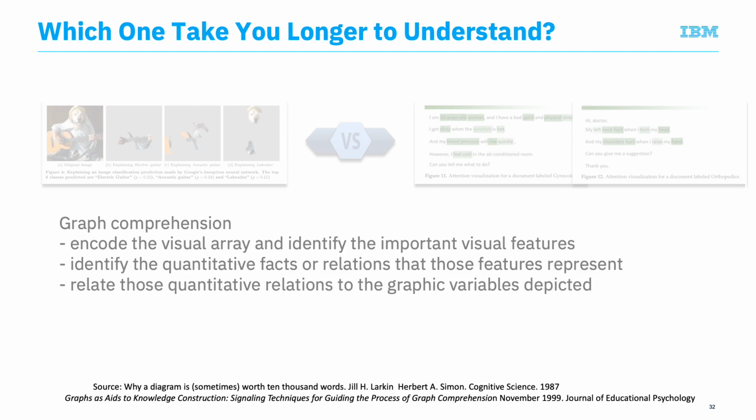The reason is the following. Understanding the explanation for the image classification task is mostly a perceptual task that we humans are hardwired to do, and hence requires minimal effort. Meanwhile, understanding the explanation for the text classification task is a graph comprehension task. Based on psychology literature, graph comprehension generally involves three iterative processes. One, encode the visual array and identify the important visual features. Second, identify the quantitative facts or relations that those features represent. Third, relate those quantitative relations to the graphic variables predicted. Clearly, graph comprehension is a cognitive task that requires significantly more cognitive load than a perceptual task.